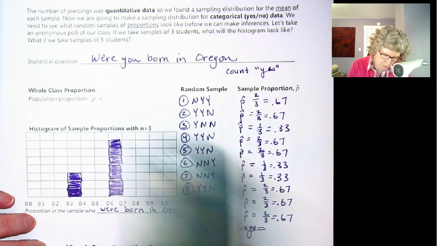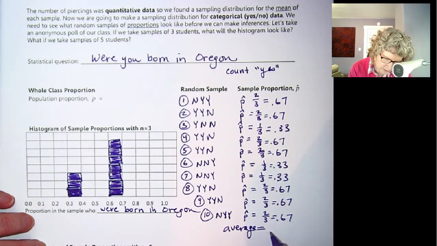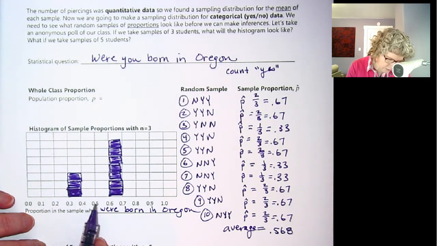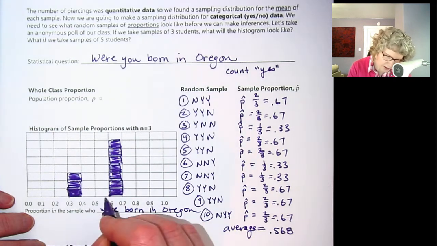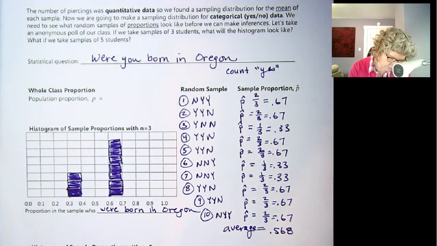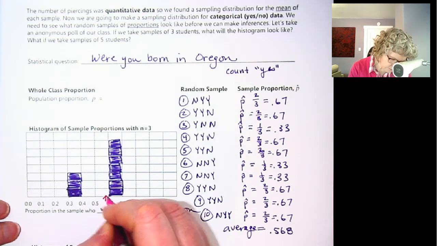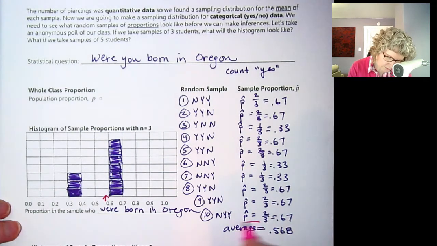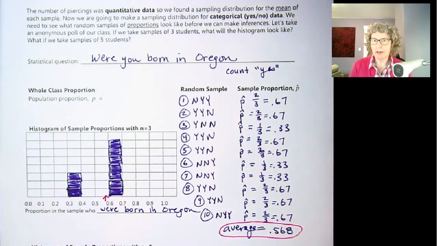0.568, okay, 0.568, so that would be a little bit over 0.55, so that would be right about here. Okay, so that would probably be a good estimate for our population proportion.